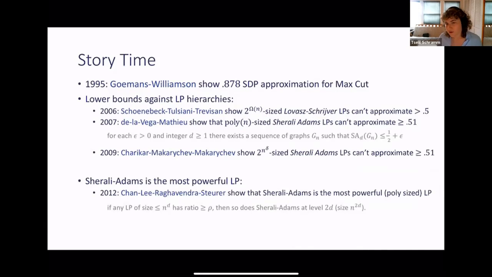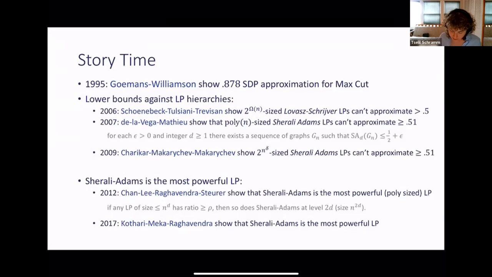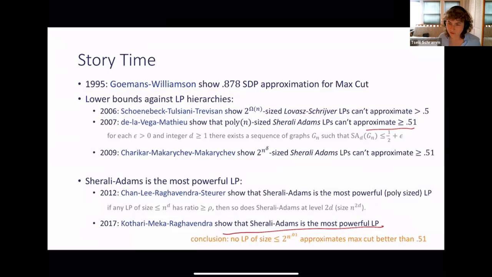This might just convince you that Sherali-Adams isn't very good, but it actually turns out that, in a concrete sense, Sherali-Adams is the most powerful linear program. In 2012, Chan, Lee, Raghavendra, and Steurer showed that if any linear program of size n to the d can get ratio rho, then the Sherali-Adams LP of size n to the 2d can also get approximation ratio rho, for any constant d. This result was extended to LPs of any size by Kothari, Meka, and Raghavendra. Altogether, it looks like Sherali-Adams LPs of sub-exponential size can't get approximation ratios better than 0.51, and this also implies that no sub-exponential-sized LP can get a ratio better than 0.51. So things are looking very bad for linear programs.